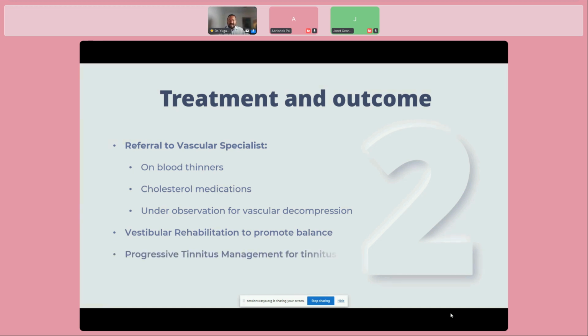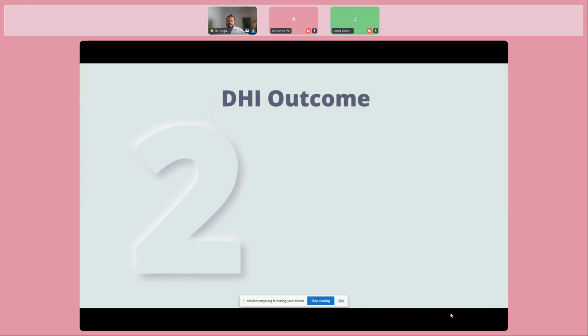So vestibular rehabilitation to promote balance, and obviously progressive tinnitus management for the tinnitus issues, and a change in lifestyle. Basically, there is a compression of the vascular loop on the auditory nerve, so we try to prevent any further compression. One important instruction to the client is that they're not supposed to compress the neck, because that can result in increased vestibular or auditory symptoms.